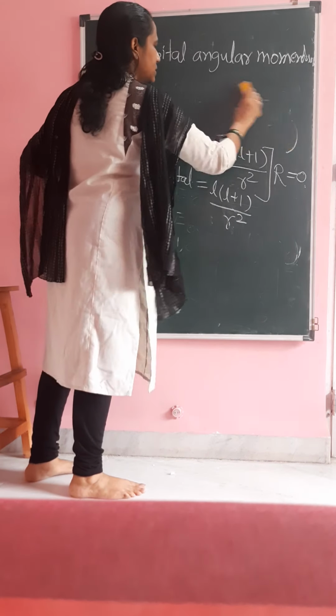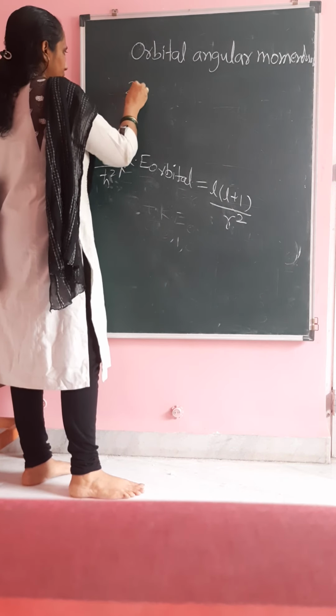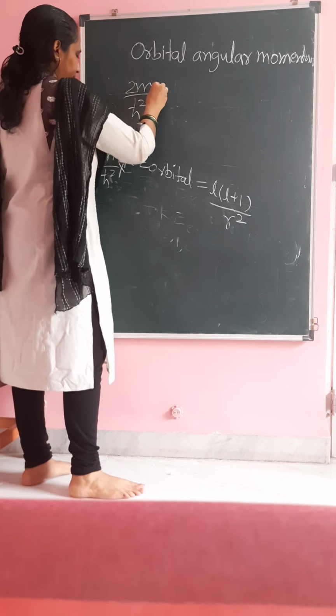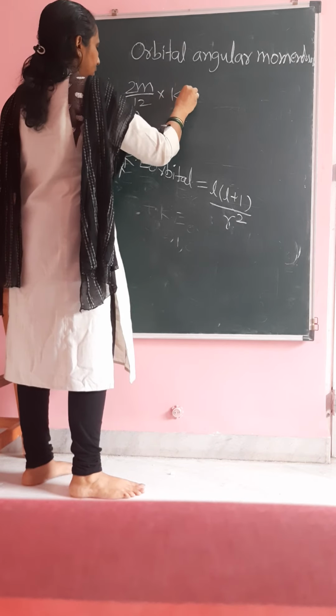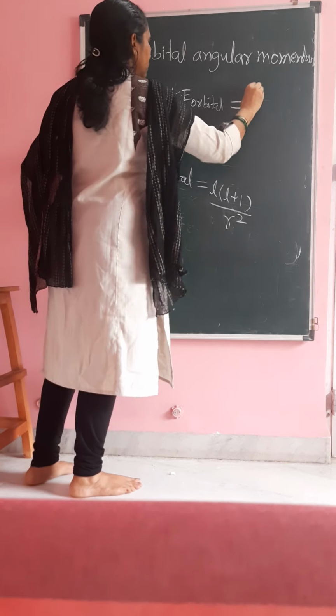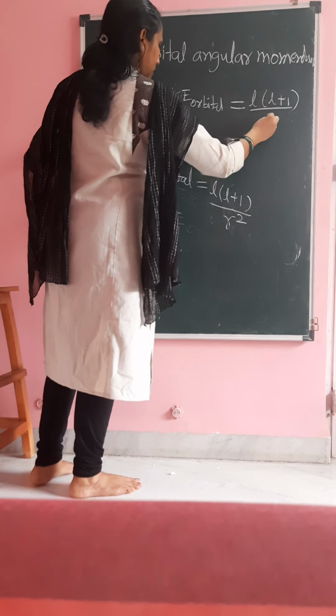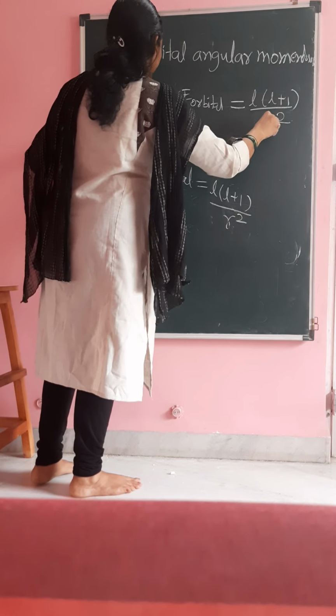So we have this equation. I'll take this equation separately so that you can understand what we are basically doing. 2m by h cross square into kinetic energy orbital should be equal to l into l plus 1 upon r square.